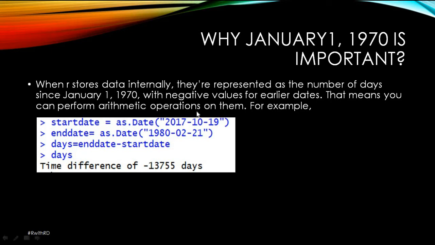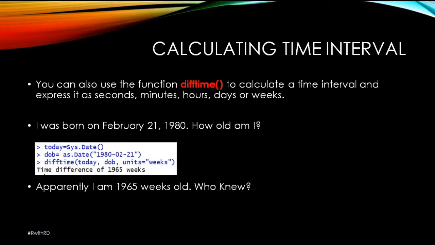Any date before that will be considered a negative date, and any date after 1st January 1970 is a positive date. For example, let us say I give a name called start.date as as.Date of today's date, and end.date as as.Date of when I was born. Okay, so let us do some arithmetic calculation. days equals end.date minus start.date, and when I run days I get to see that it is minus 13,755 days. That is to say I have lived these many days. I have lived 13,755 days. Wow, I never knew that, right?